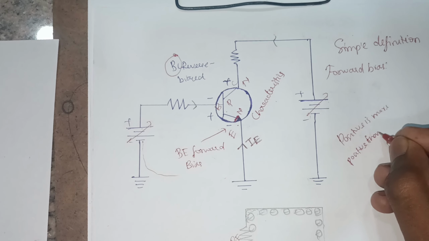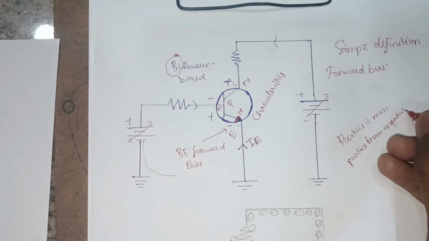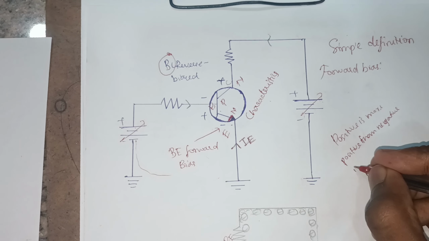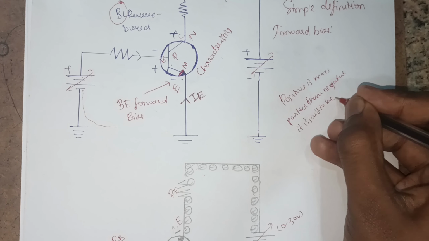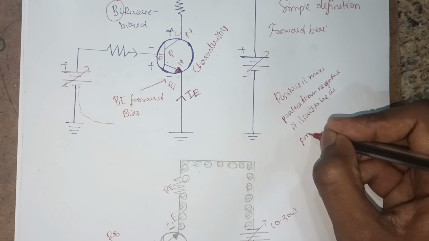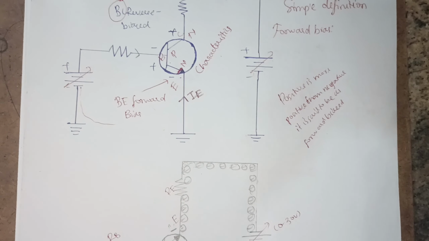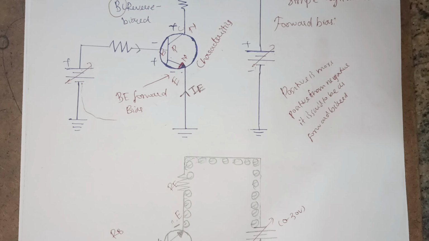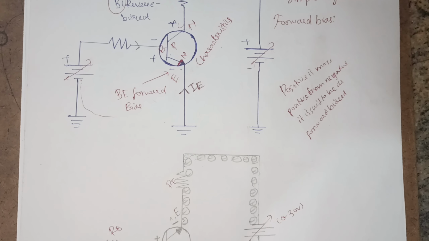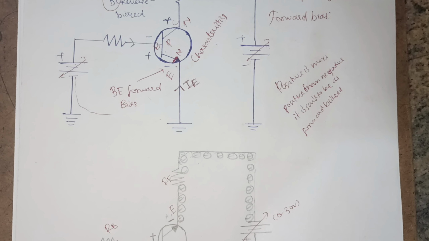Then negative, it is said to be forward biased. Reverse biased means what here? Reverse biased means negative is more positive than positive. So it is the converse of the statement of forward bias.